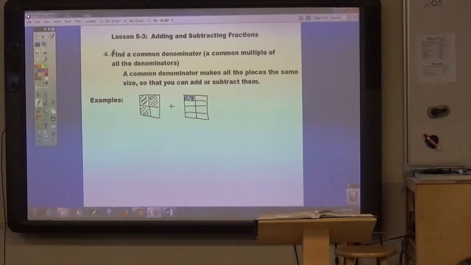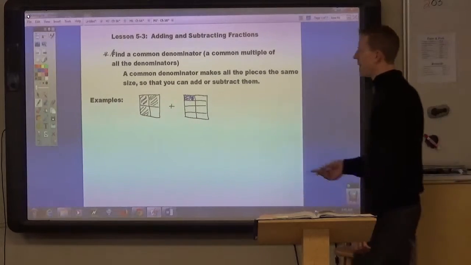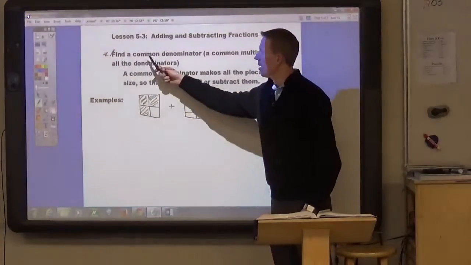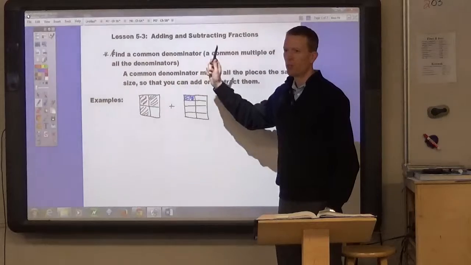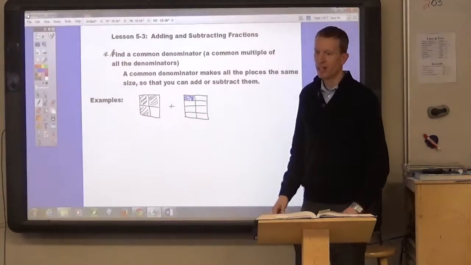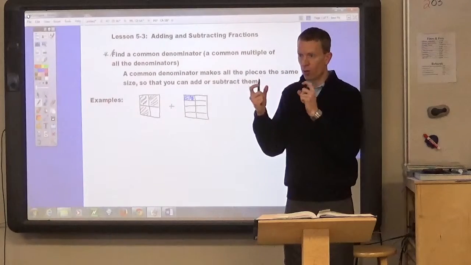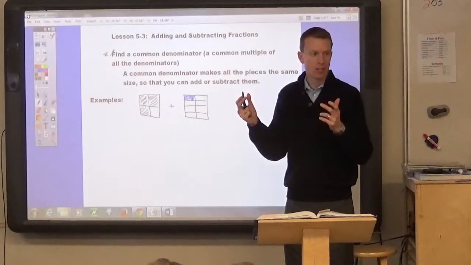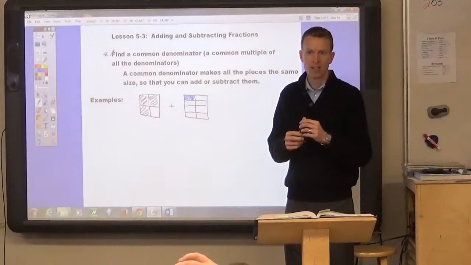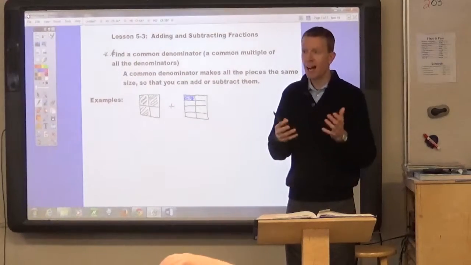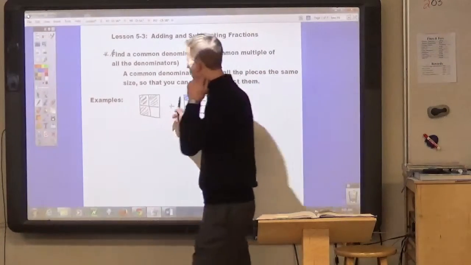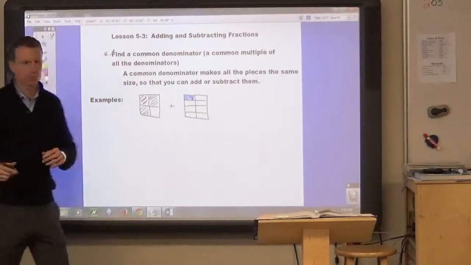So we're going to be talking about adding and subtracting fractions again this year, just like last year. A common denominator has to be used when you're adding and subtracting fractions because it assures you that the pieces that you are working with are the same, what? Like the same size. The same size, right. Look at this drawing, this model.